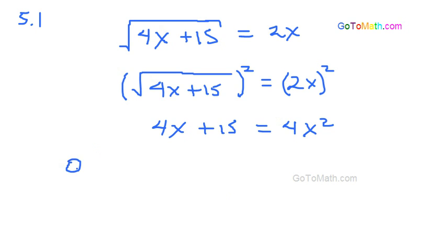Okay, so what we'll want to do now is take the 4x and the 15 over to the right. So 0 is equal to 4x squared minus 4x plus 15. Well, we want to look at these coefficients and this constant and see if there's any way we can factor something out of there, and there's not, because that's just a 4 and there's no 4's hiding in 15. So we can't do that.